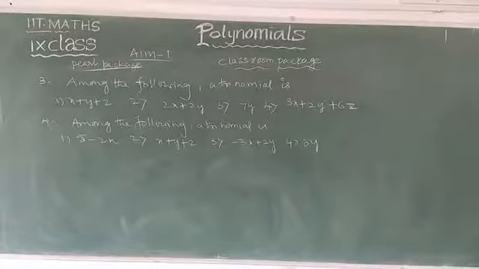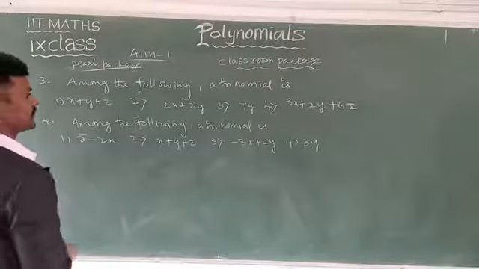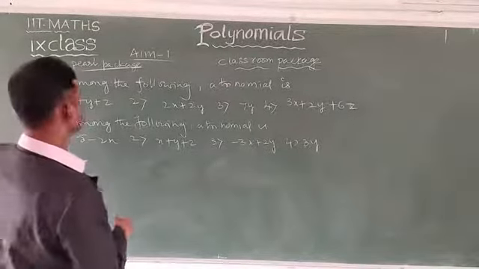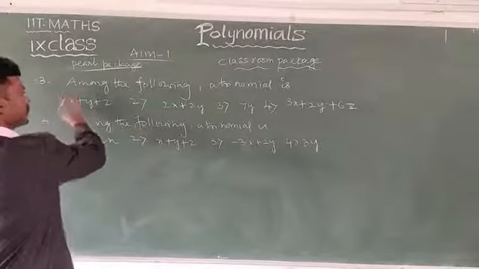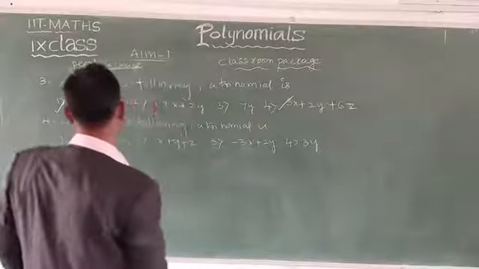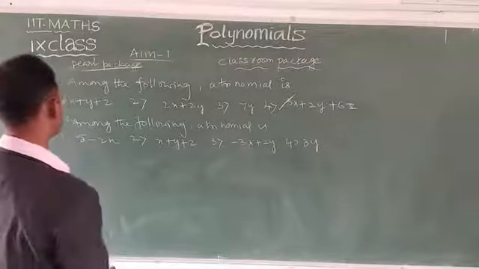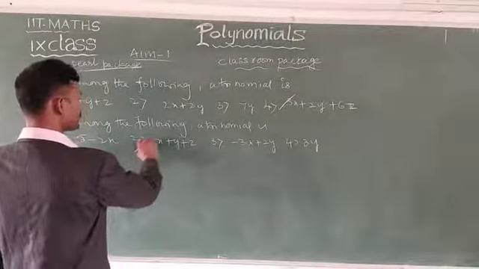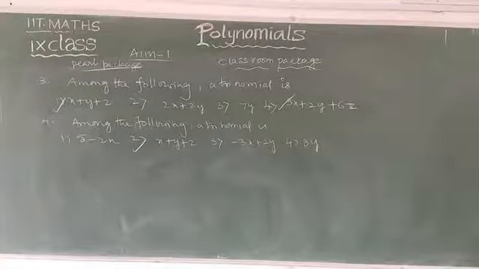Next, third one: among the following, a trinomial is... Trinomial is here, which one is trinomial? This is a trinomial and this is also a trinomial. Both are trinomials. Trinomial means this is a trinomial. Okay, note down.